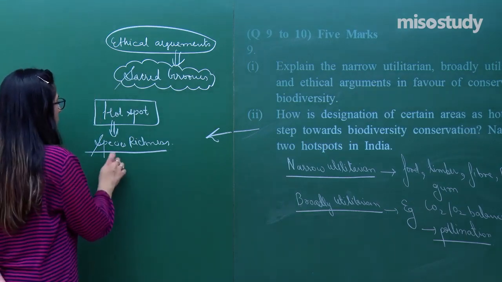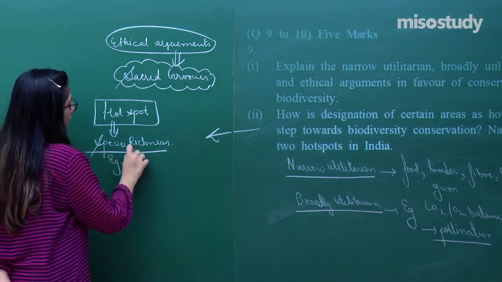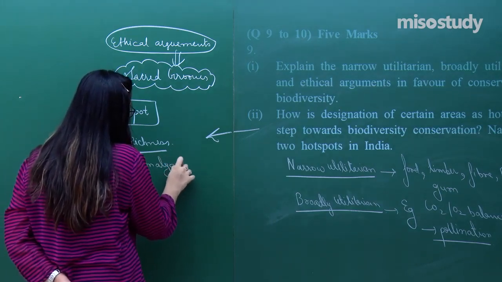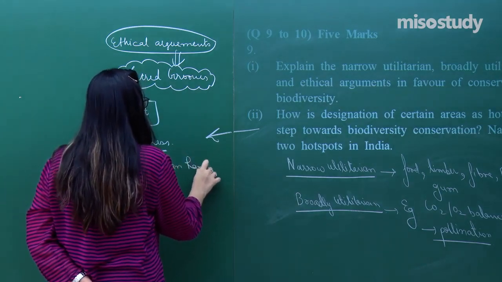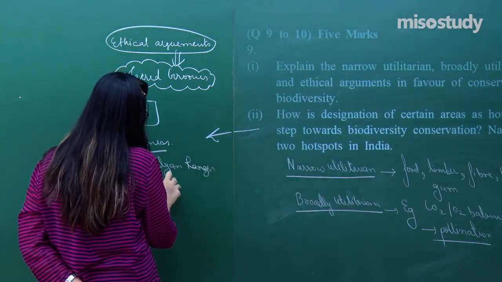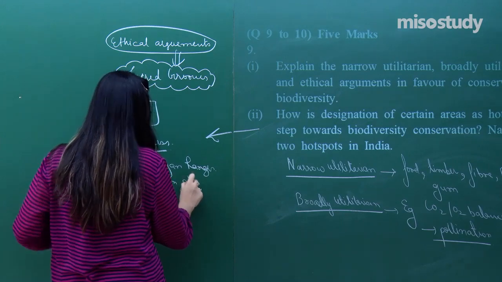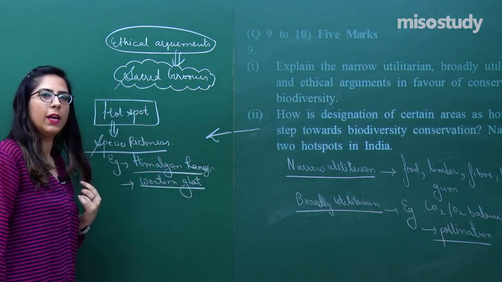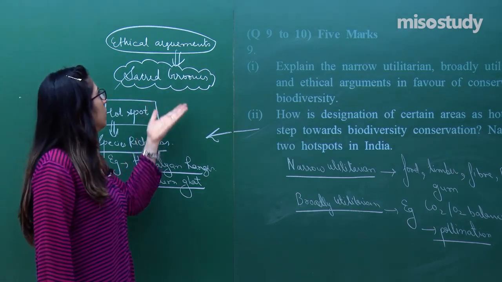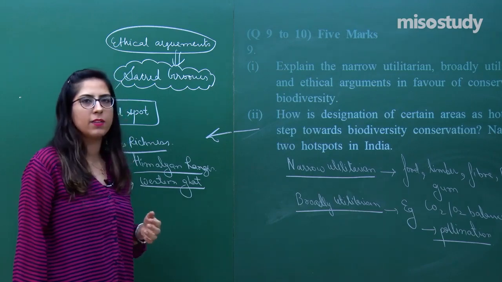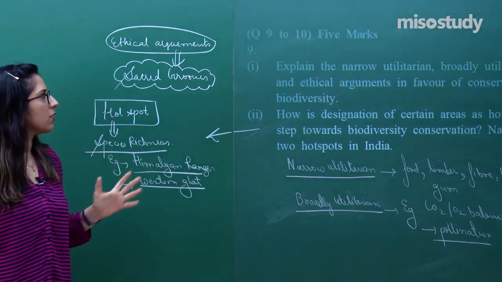You can talk about two examples. One is the Himalaya ranges, and second you can take the example of the Western Ghats. Right? So this is the ethical argument, sacred groves, species richness, Himalaya ranges, etc. Right? So this is how you have to attempt.